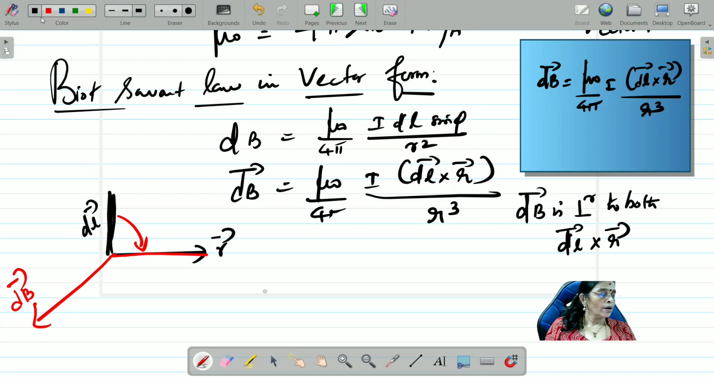Application of Biot-Savart law we will see in the next class. Till then, you have to practice the direction of the magnetic field at various points. Okay, children. Thank you, children, for the day.